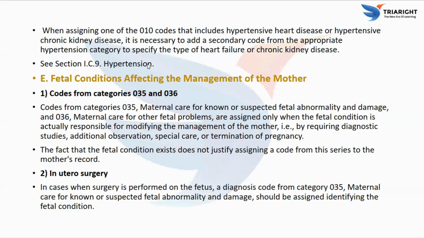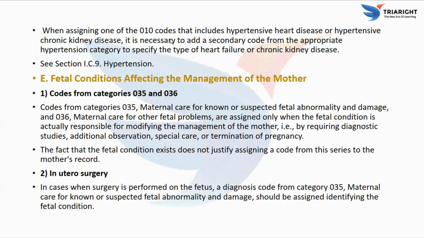So what is category O36? O36 is for maternal care for other fetal problems. This is used when the fetus has a problem that is not an abnormality but still affects the maternal management. For example, decreased fetal movements, fetal growth restriction, Rh incompatibility, poor fetal heart rate monitoring, and also fetal anemia.